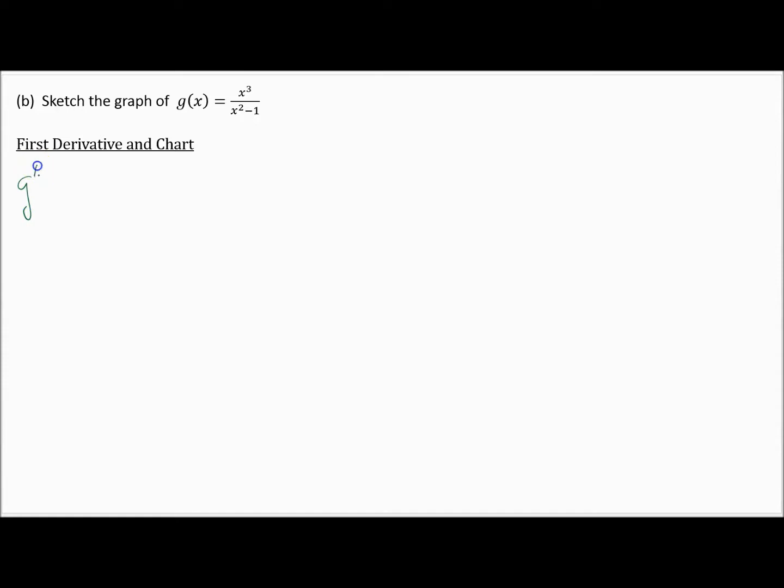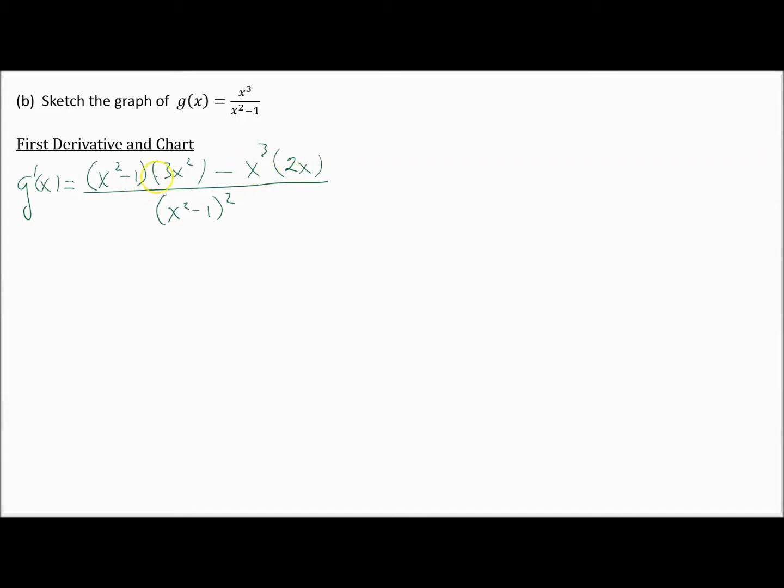So g prime of x. Remember low d high. So low is x squared minus 1. D high is 3x squared. Minus high, x to the third, d low, 2x, over low squared. So x squared minus 1, squared. Now it's time to simplify. If you do have a greatest common factor, you might want to factor it out.